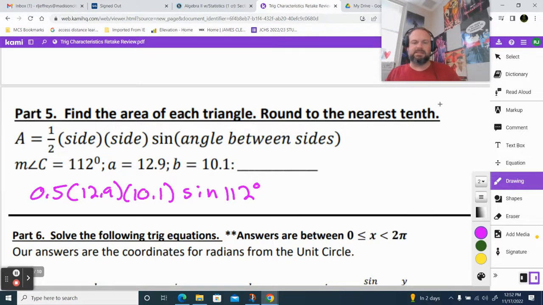Yeah, because this gives us 60.40, which is 60.4. Okay, and that's it. All right.